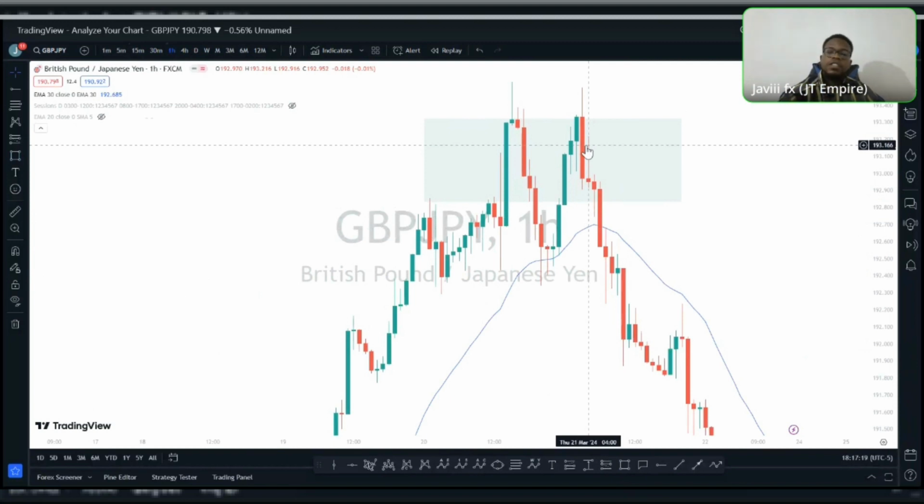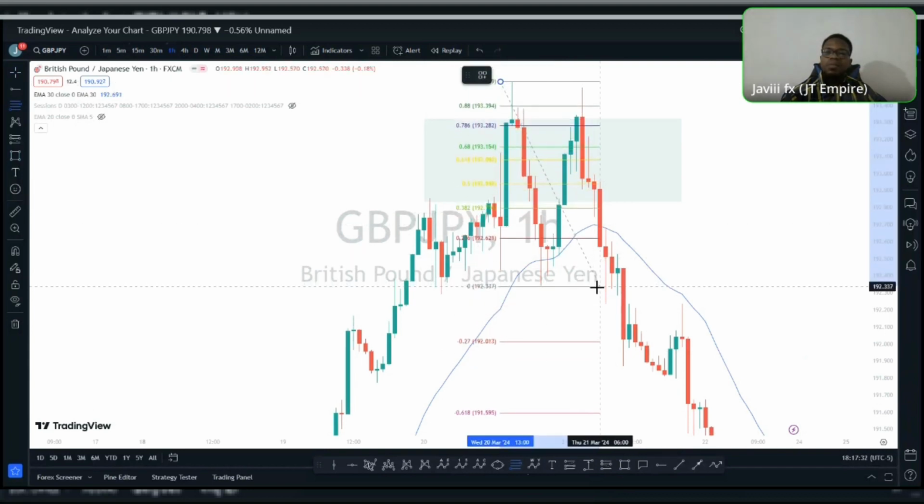You can use the Fibonacci for this. My first entry was somewhere right here. I was like, yo, this must sell somewhere between the zone. I was expecting the sell within the zone, of course, between the 50 and the 61.8.